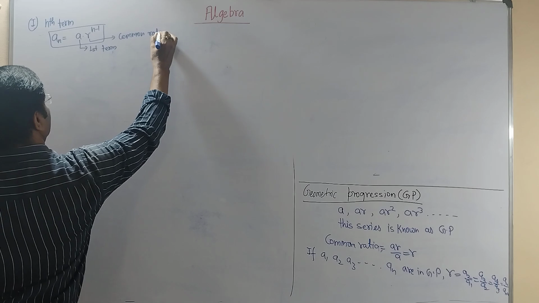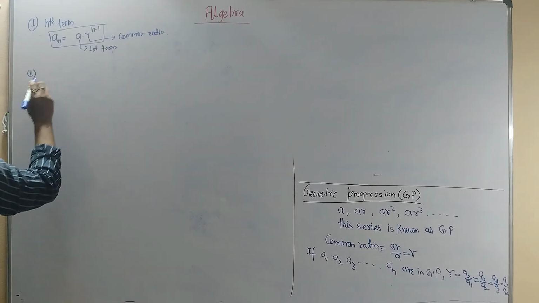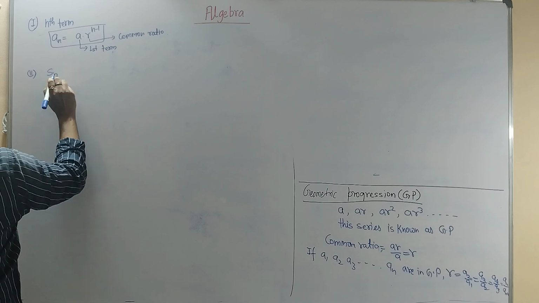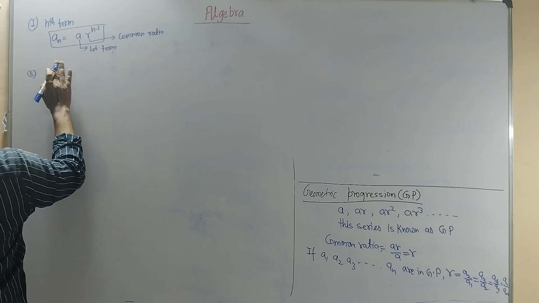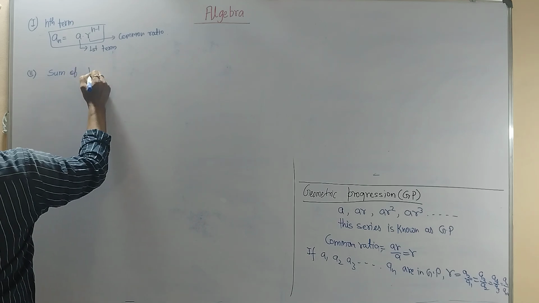Common ratio. Okay. Second, important here, the sum of n terms. Okay. So basically there are two formulas here for the sum of n terms.